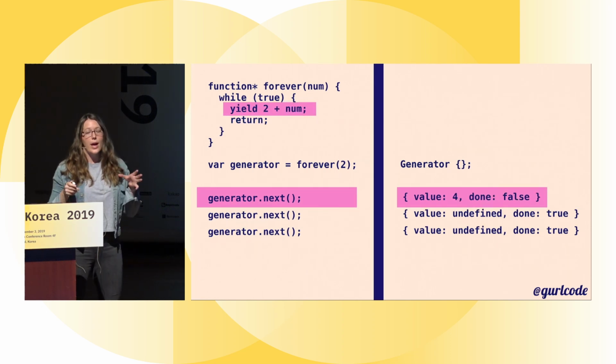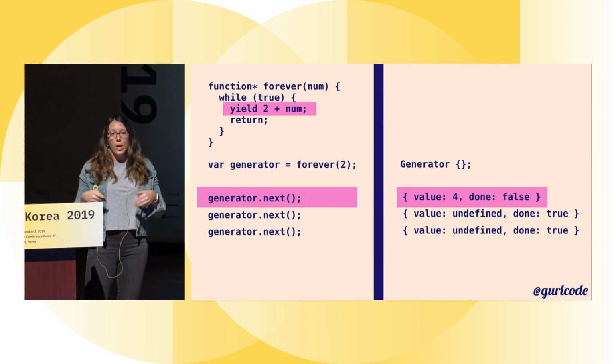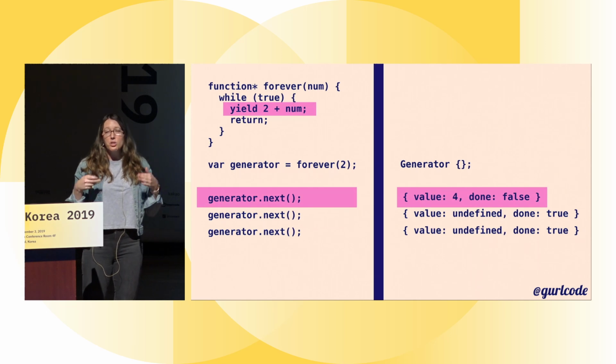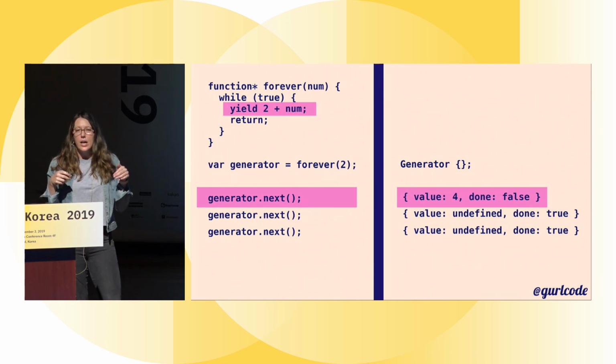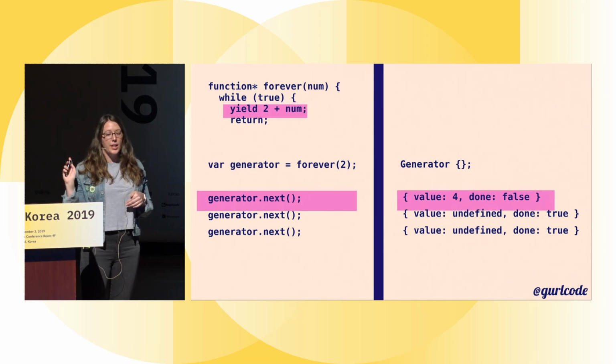So here, again, we have a while loop. It should say while true, and it should run forever. But I'm actually going to cancel the generator from inside of the generator, and I'm going to do that with the return statement here.